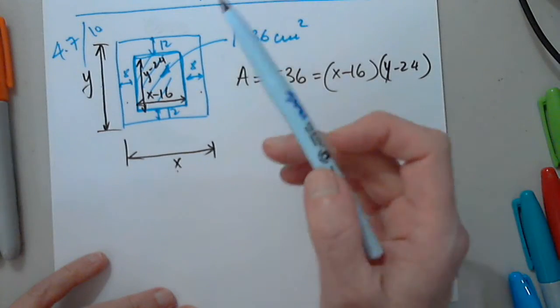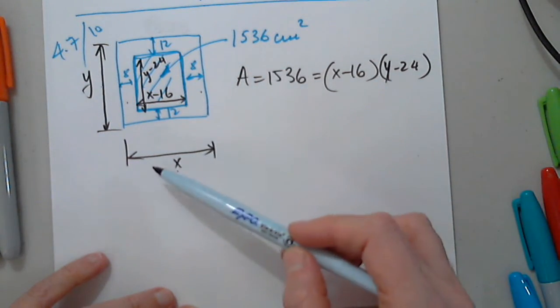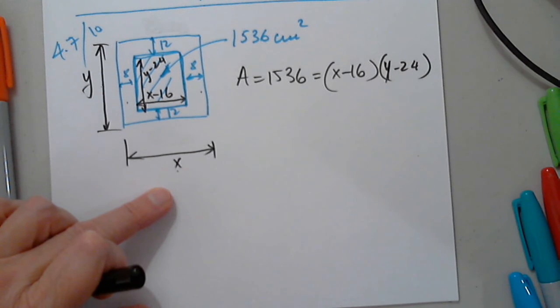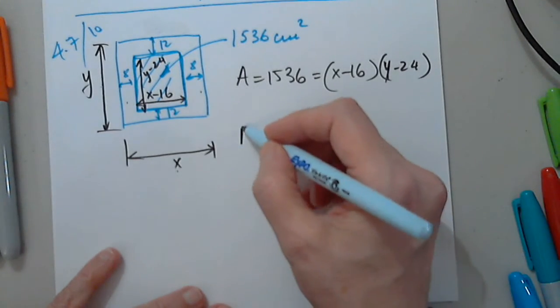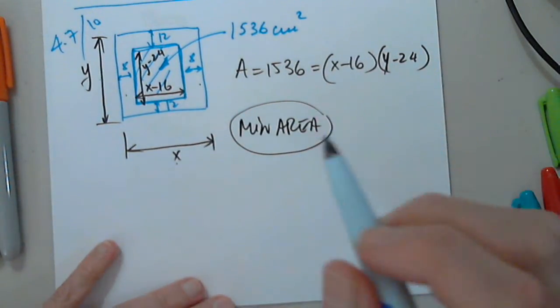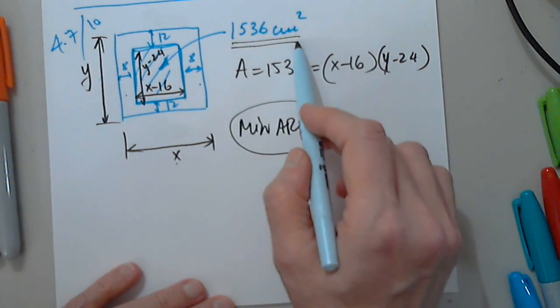So this is fixed again. We are given this information. We're asked to find X and Y. I just want to find the dimensions of the poster with the smallest area. So we want to minimize the area of the poster, knowing that this is a restriction.